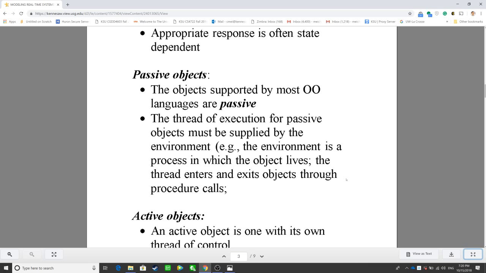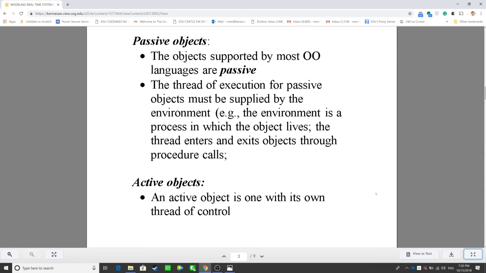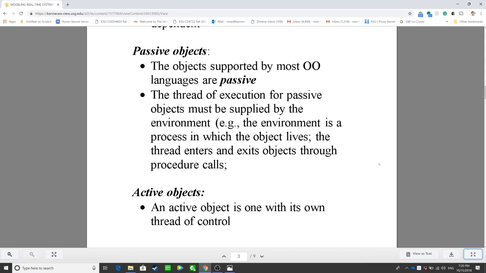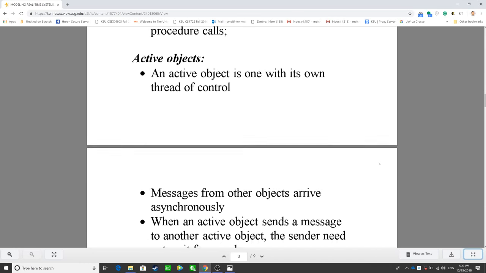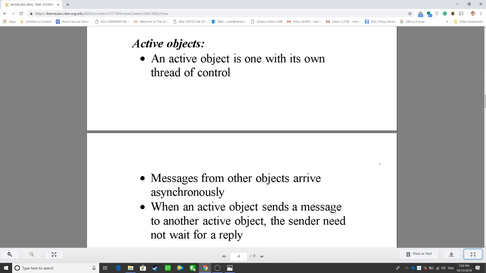Passive objects. The objects supported by most object-oriented languages are passive. This means the thread of execution for a passive object must be supplied by the environment. For these two concepts, you just need to remember that an active object has its own thread. A passive object doesn't. And the active object receives messages from other objects.